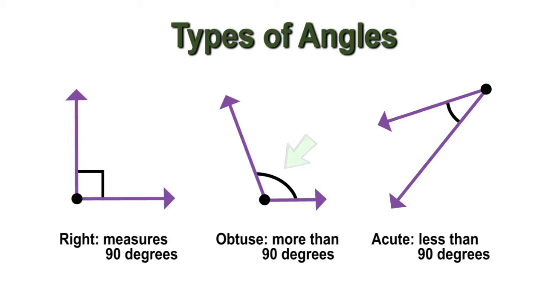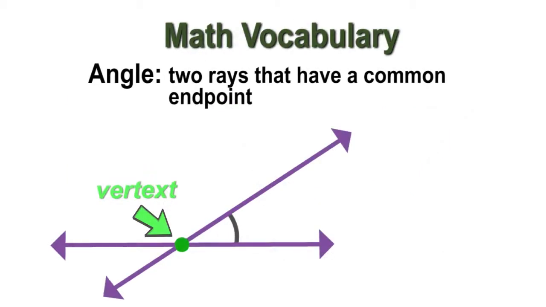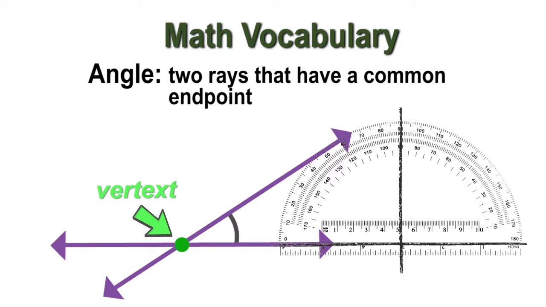For review, an obtuse angle is larger than a 90-degree angle or square corner. An acute angle is smaller than a 90-degree angle or square corner. The vertex is the point where the line segments meet when forming the angle. A ruler or the straight edge of a protractor needs to be used when making angles as well as decomposing them.